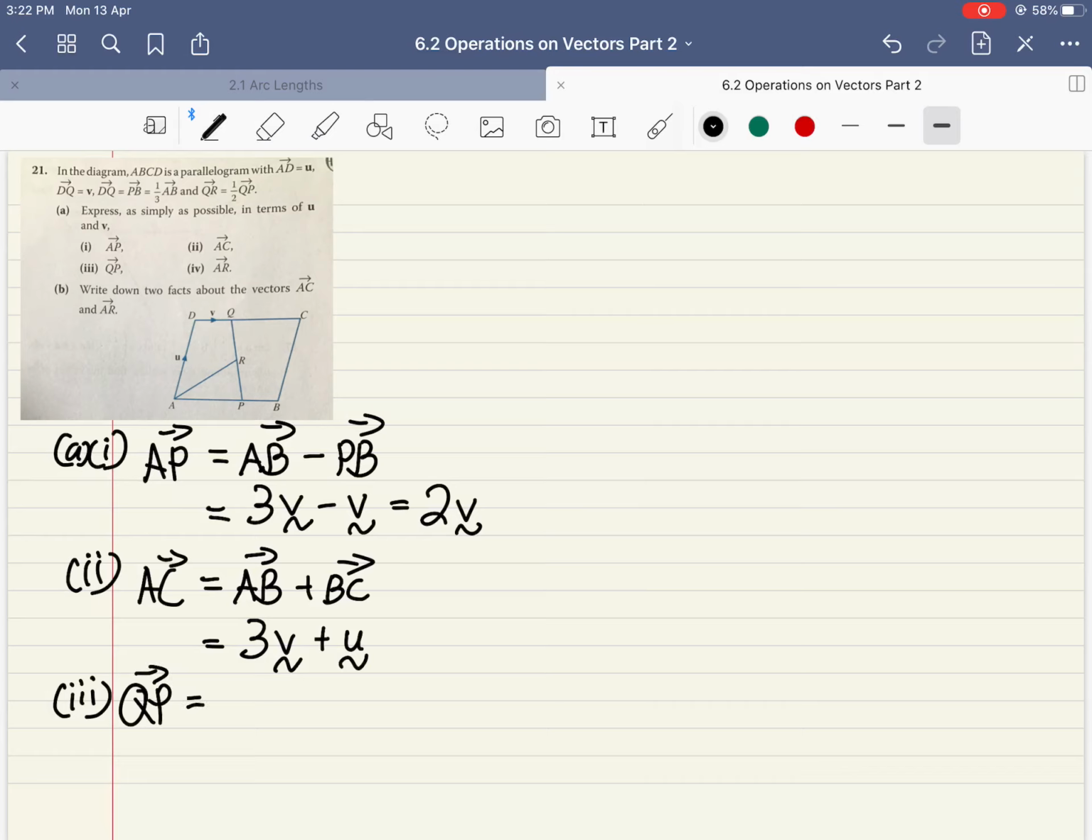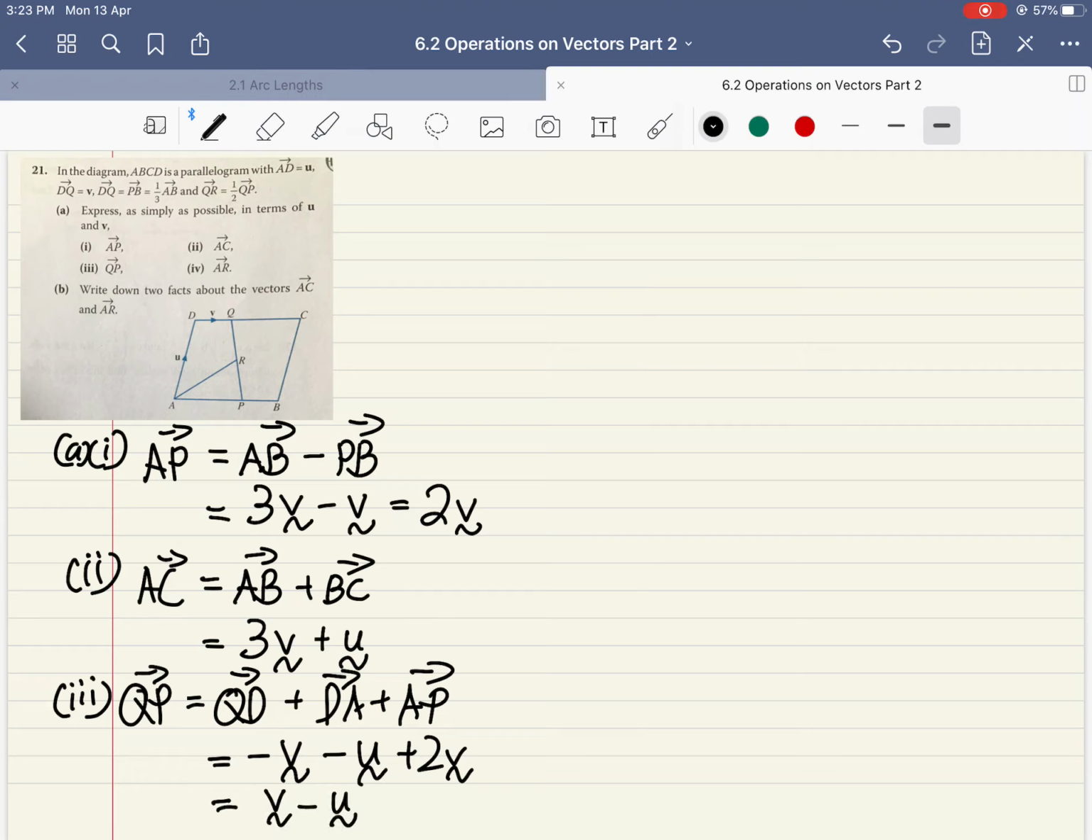Now we move on to part 3, QP. QP in this case is going downwards there. If we just take a look, this is QP. So QP can be equal to QD plus DA plus AP. If I start writing there, QP is equal to QD plus DA plus AP. In this case, it is negative V, then DA is negative U, and AP itself is plus 2V. If you simplify everything, it is V minus U.